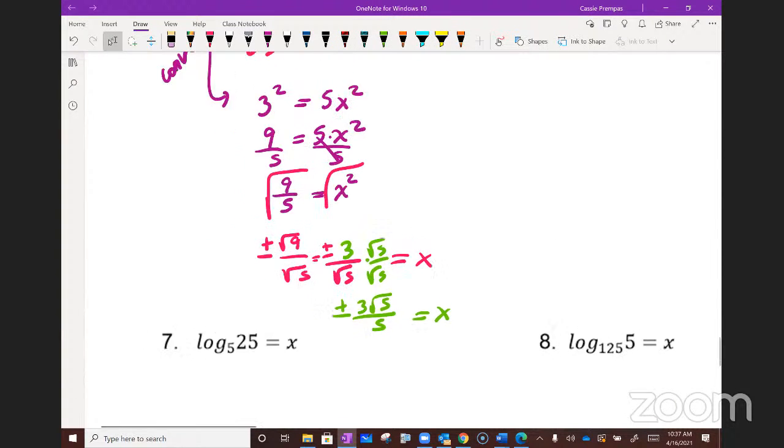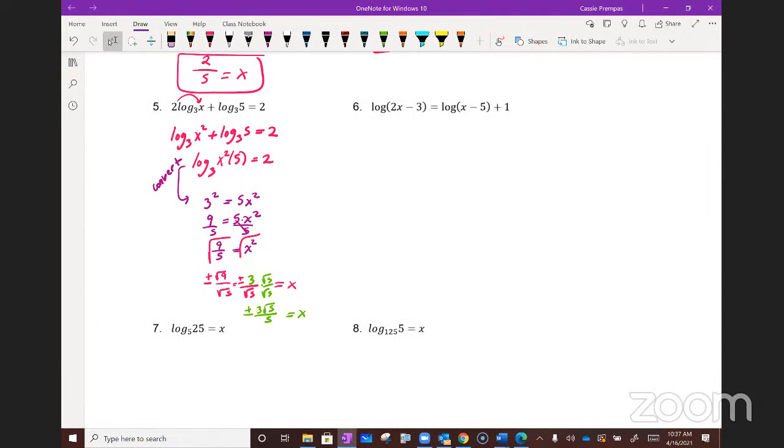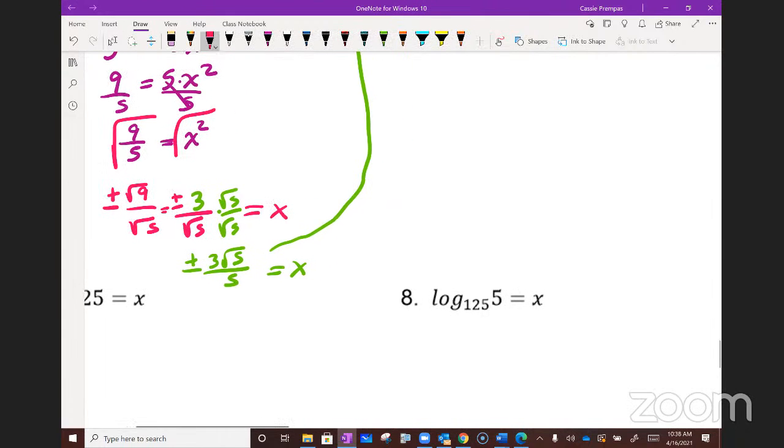Now, there's one last thing I need to keep in mind. I technically should always check with logs. So let's think about this. I have a positive and a negative answer that I'm plugging in for x. Which one should I throw away? I have the negative. Why should I throw away the negative? Earlier we said you can't log negative. Excellent. You cannot log negatives. So throw that negative away. And it's just 3 root 5 over 5.